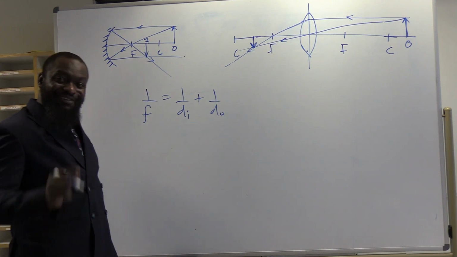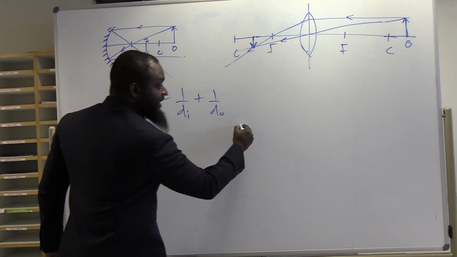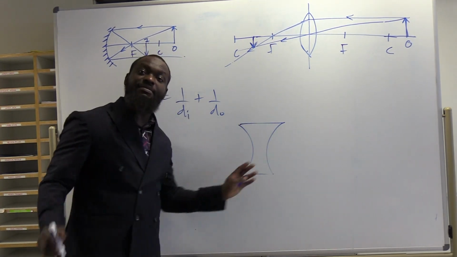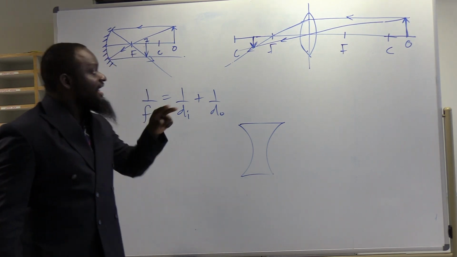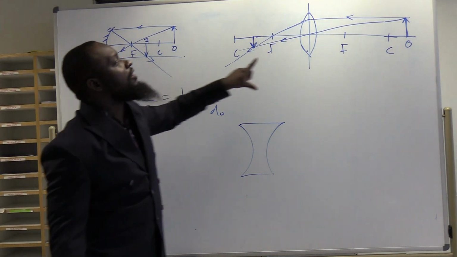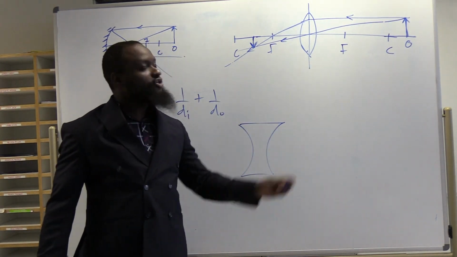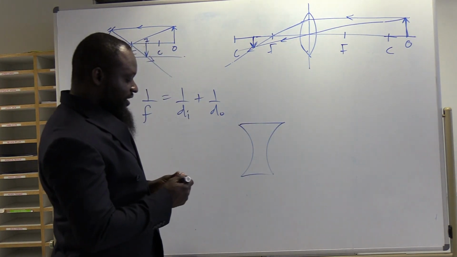Is that okay? And for the convex mirror, remember it forms only one image every time. The same for the concave lens, it forms only one image every time. The same image: virtual, erect, diminished. And this is the first case. All the five cases that apply to a concave mirror also apply to this one. Just know how to construct the differences. Is that okay? As you have them here.